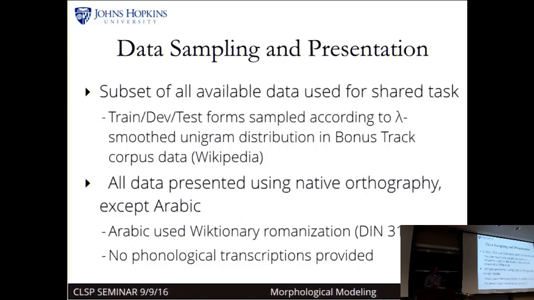When we gave people this data, we didn't give all the Wiktionary data. We wanted to simulate maybe a more realistic learning environment. So we gave them a sample of data where the probability that a form would appear in the training data was from a monolingual unigram distribution from a corpus, always Wikipedia dumps in this case.